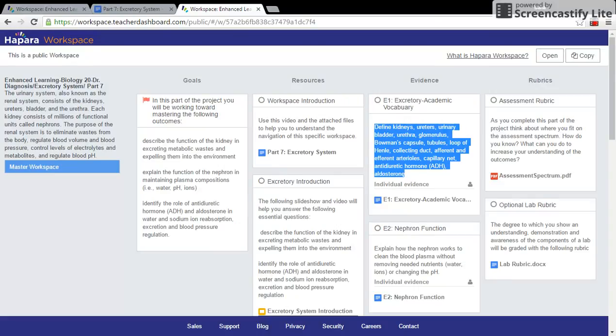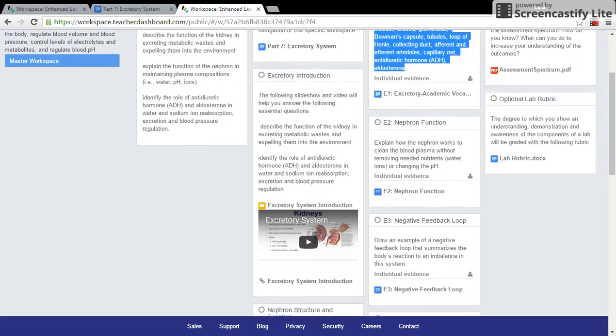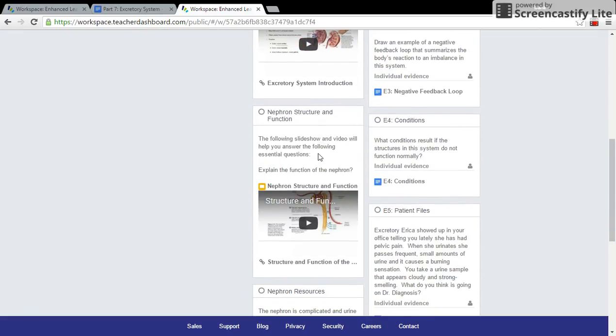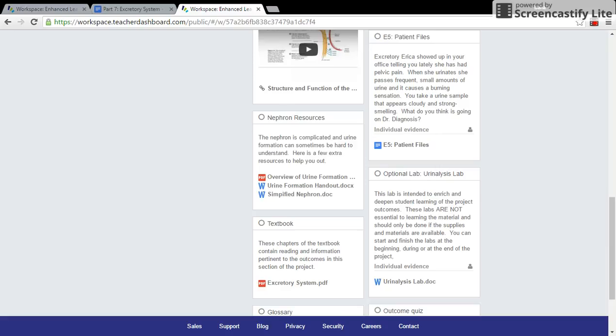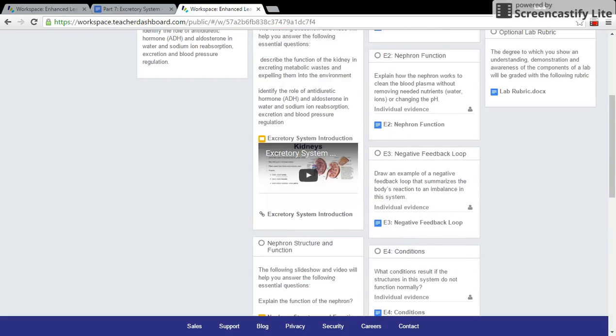So there's a whole bunch of words there that you probably want to become familiar with before you start looking at the resources, but I have an excretory introduction and then a nephron structure and function. So it goes more specifically into what actually the nephron does. I've included some additional diagrams or some resources for you, some tables, some simplified pictures to maybe help explain that, and then some pieces of the textbook on the excretory system, as well as the glossary.